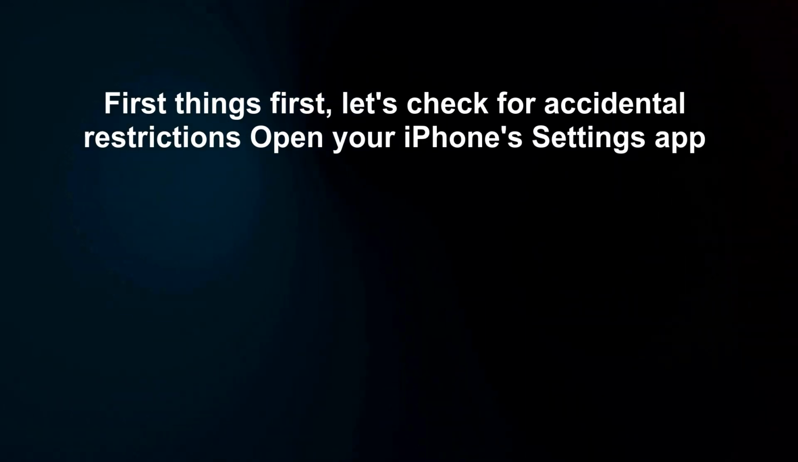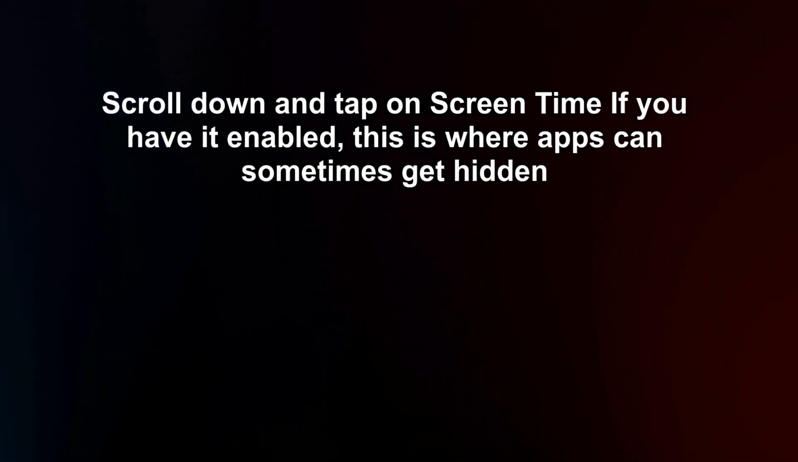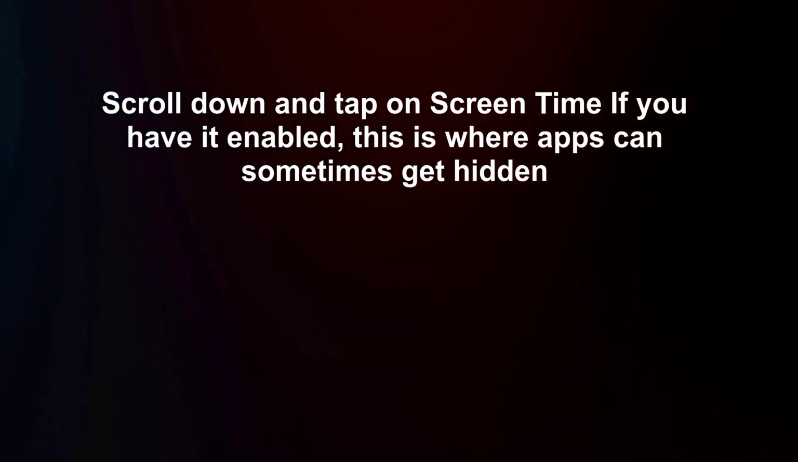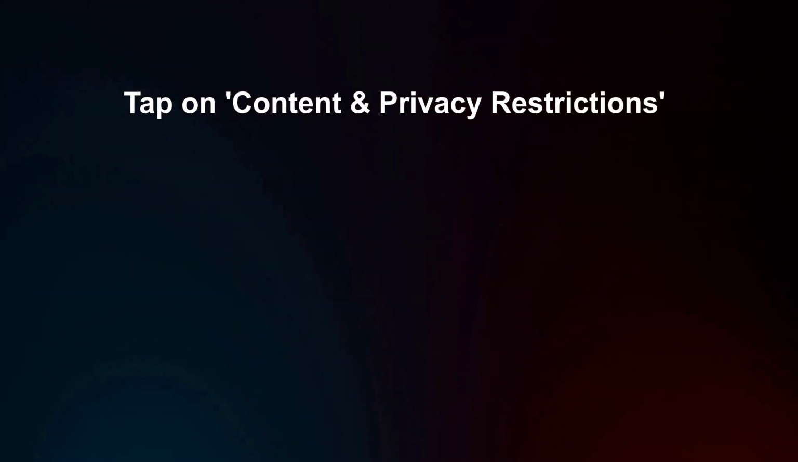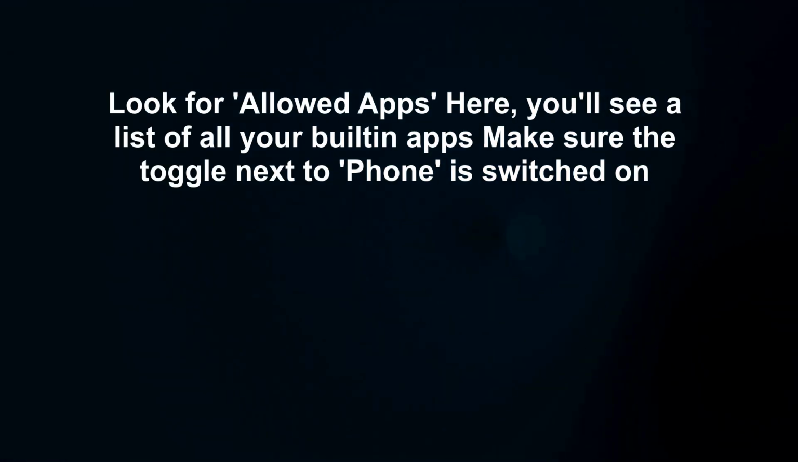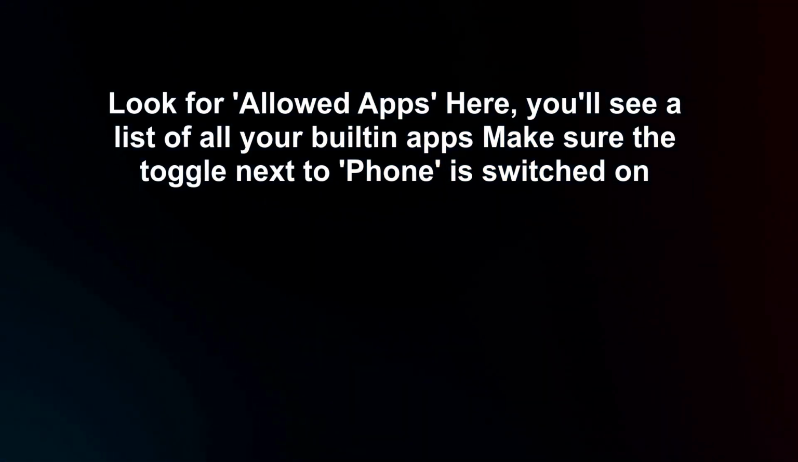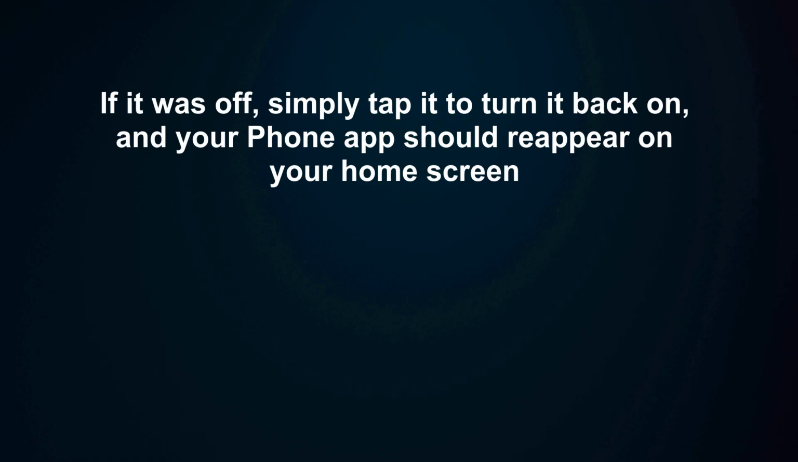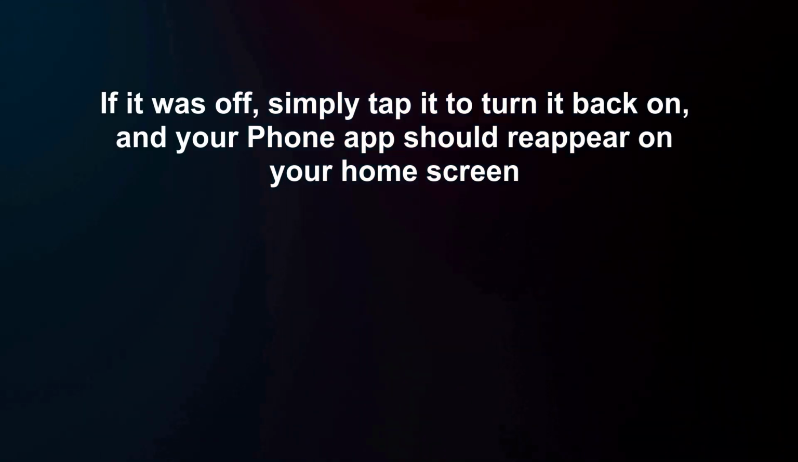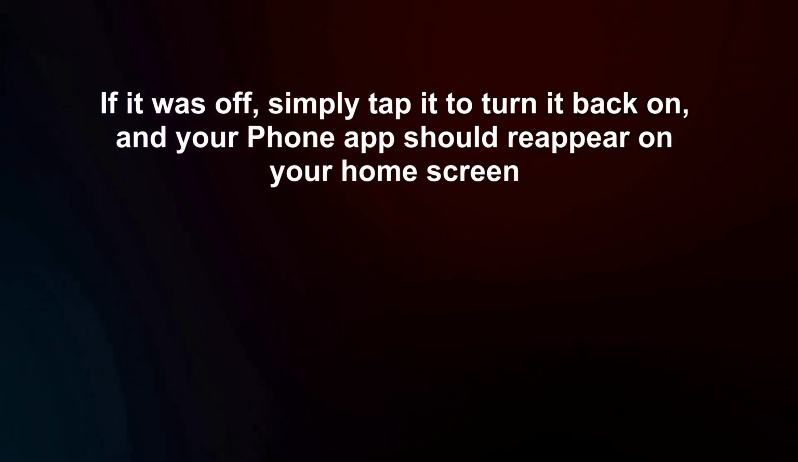Open your iPhone Settings app. Scroll down and tap on Screen Time if you have it enabled. This is where apps can sometimes get hidden. Tap on Content and Privacy Restrictions. Look for Allowed Apps here. You'll see a list of all your built-in apps. Make sure the toggle next to Phone is switched on. If it was off, simply tap it to turn it back on, and your phone app should reappear on your home screen.